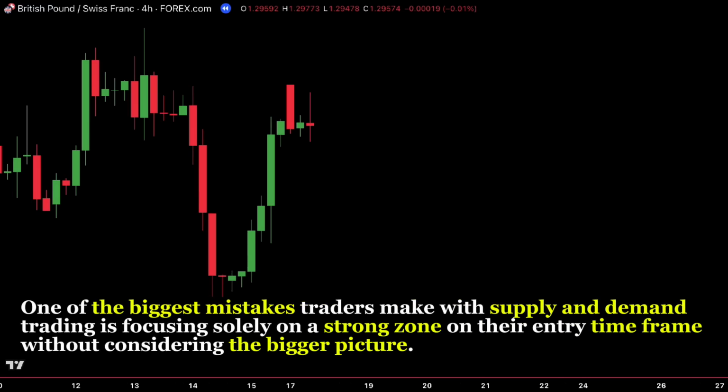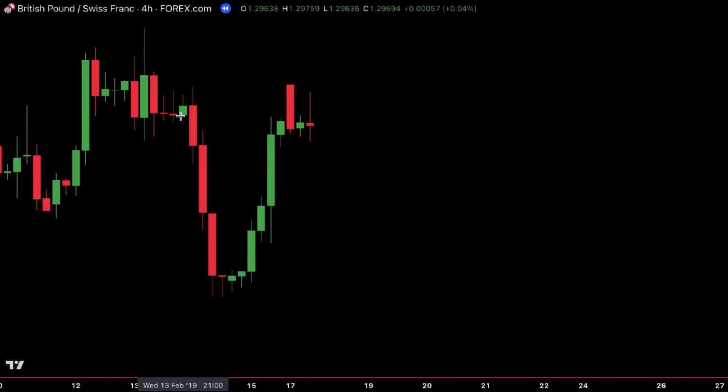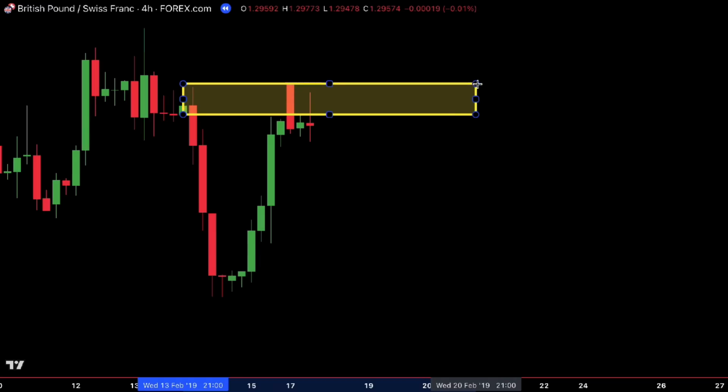One of the biggest mistakes traders make with supply and demand trading is focusing solely on a strong zone on their entry time frame without considering the bigger picture. Even if a zone checks all the boxes on your checklist, ignoring the higher time frame context can quickly turn a promising trade into a losing one. Let's break down a real example of why failing to analyze the higher time frame can lead to costly mistakes.